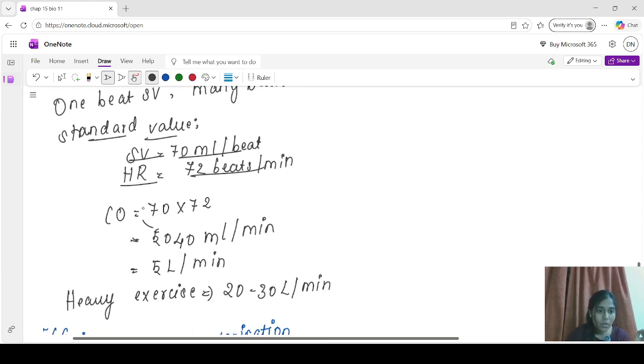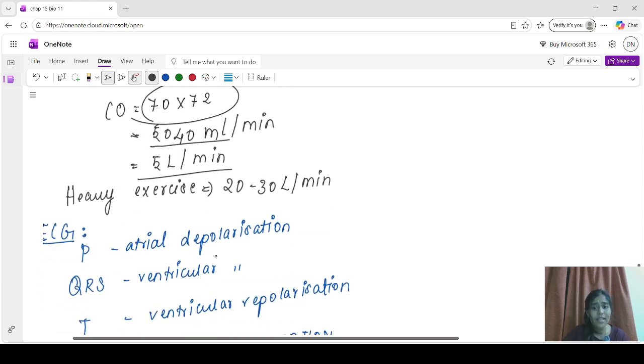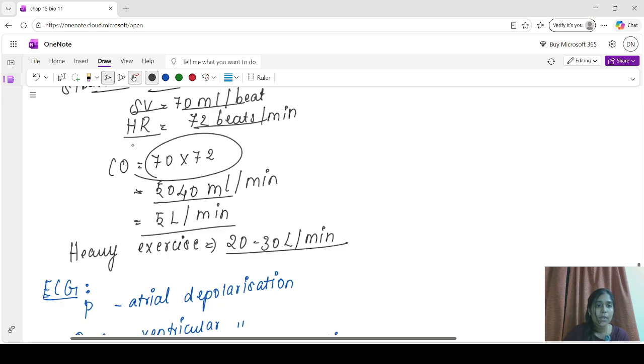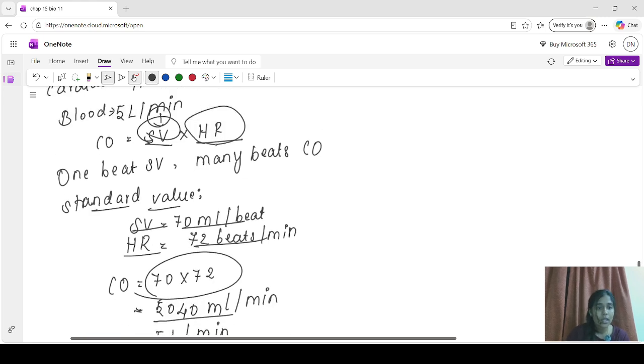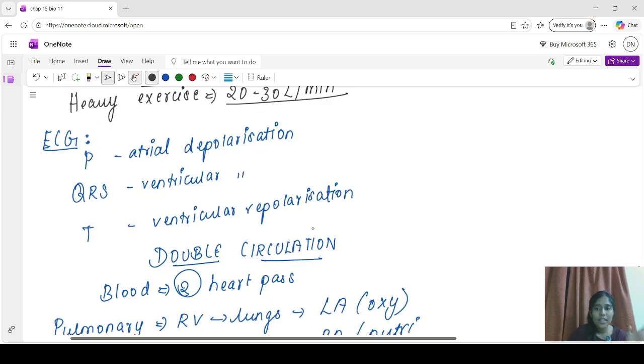And when these two get multiplied, I am getting around 5040 ml per minute. That is nothing but 5 liter per minute. And during heavy exercise, cardiac output can increase up to 20 to 30 liter per minute. So if I have to say in one line, one beat gives the stroke volume and many beats give the cardiac output. Now let's see about ECG.